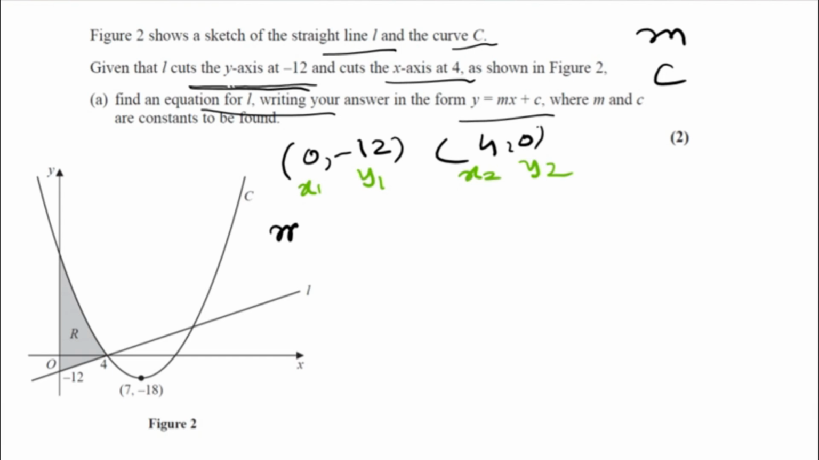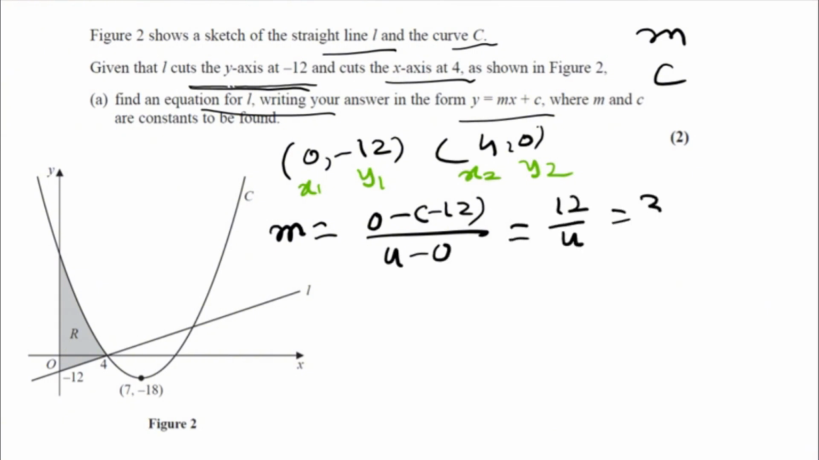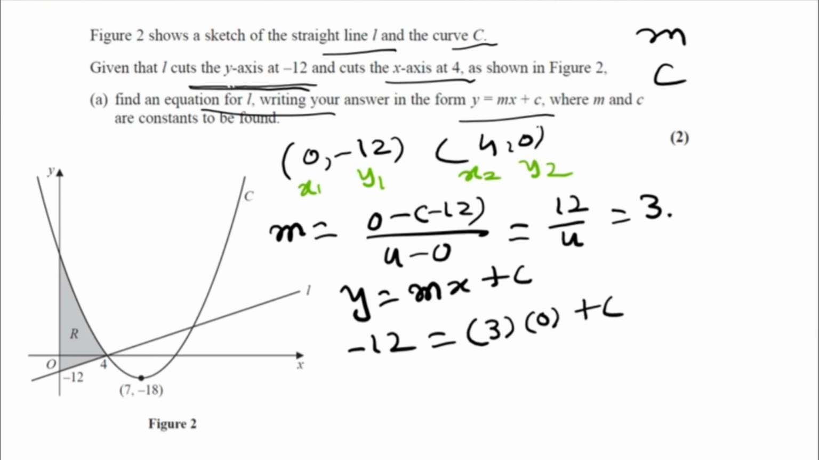So our gradient m is equal to (y2 minus y1) over (x2 minus x1). Minus and minus is plus, so 12 over 4. So my gradient is 3. Now to find c, the y-intercept, I can use y = mx + c. And here I can use any of these coordinates. So I can use y = -12, m is 3 and x is 0, plus c. So my c is equal to minus 12.